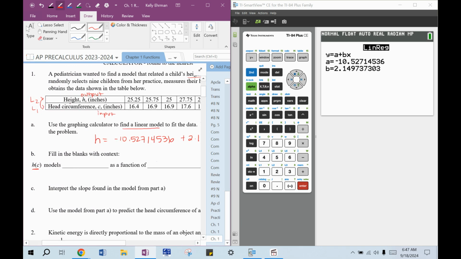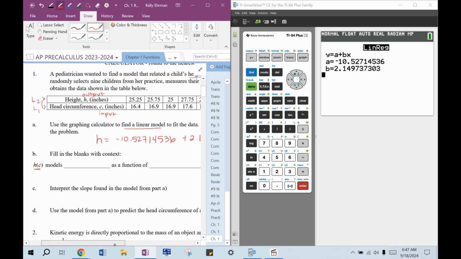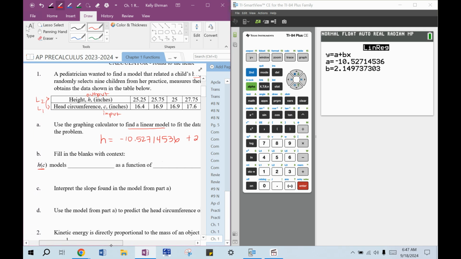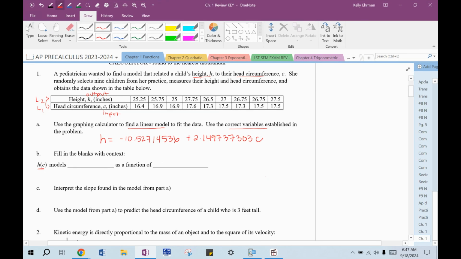Now, again, on our test, I do not have the order switched. So whatever is the input is on top, whatever is the output is on the bottom. I think I actually even put the words input, output, so it was clear. Because sometimes this order could be switched either way. You could predict head circumference based on height.